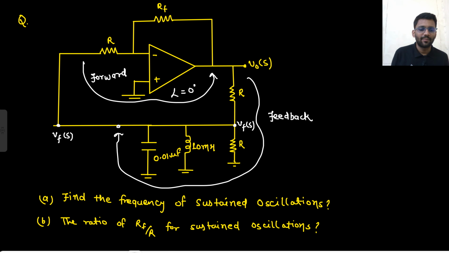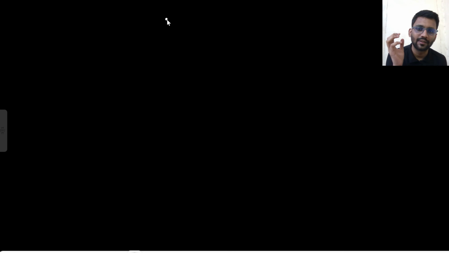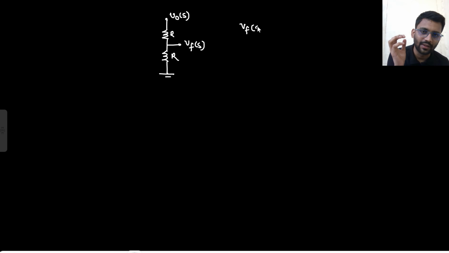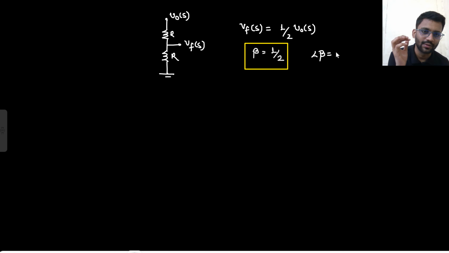Okay, and what is the ratio of RF by R? So if this is the frequency of oscillation, what is the value of beta now? Beta will be R upon R plus R, right? The scene will be this. This was your V naught S. This will be your VFS. This is R, this is R. So VFS will be half of V naught S. Basically your beta is 1/2. Here you can see the angle is 0 degree, so the phase shift provided by beta is also 0 degree.